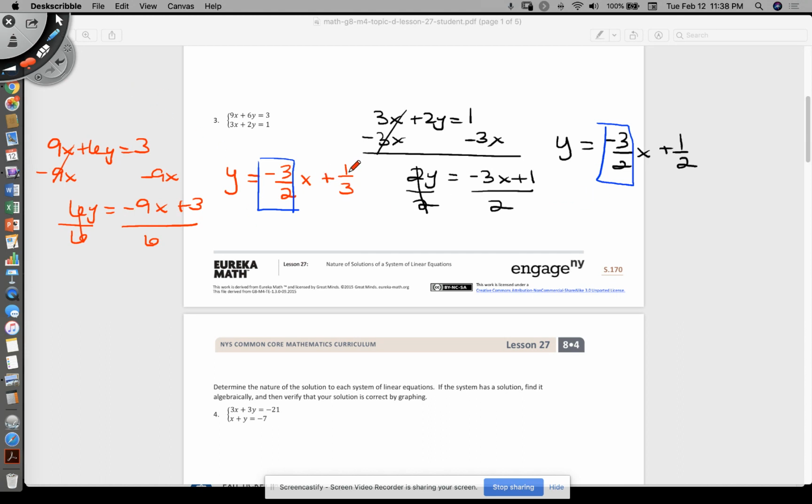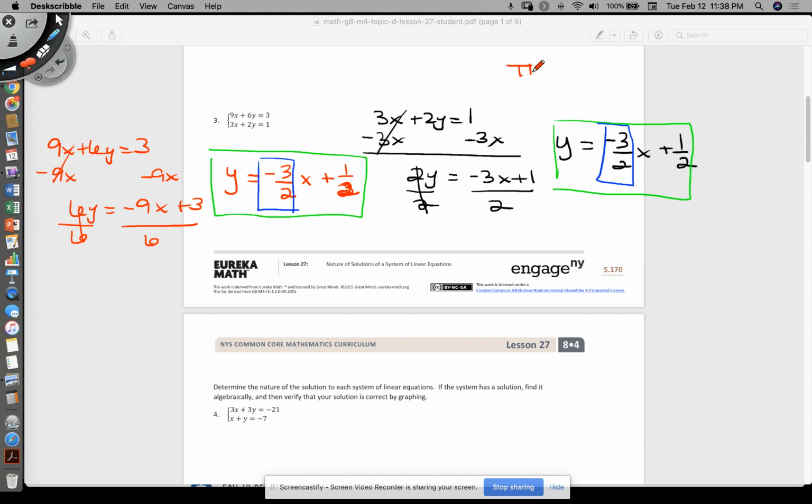Oh, I just realized that's not supposed to be 1/3. That's supposed to be 1/2. I apologize. So this actually is a little bit different. Not only are the slopes the same, the entire equation is the same. So what do you think is going to happen? If I graph this line, and then I go and graph that line, what do you think might happen there?